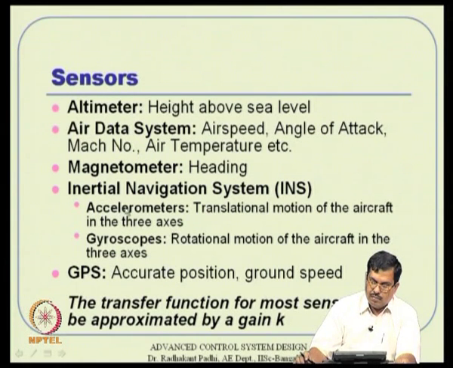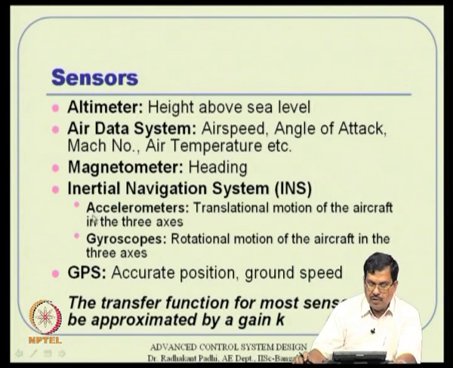The inertial navigation system is a big system, of course. It consists of accelerometers and gyroscopes. These gyroscopes, for example, can be position gyros or rate gyros, depending on the application. And then they are also supported nowadays by something called the global positioning system, which is essentially a satellite-based navigation aid. Okay, so they have their own positive and negative issues.